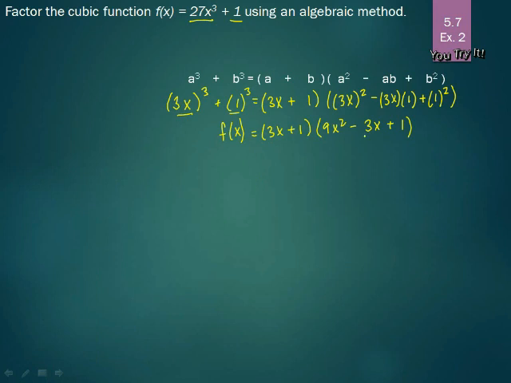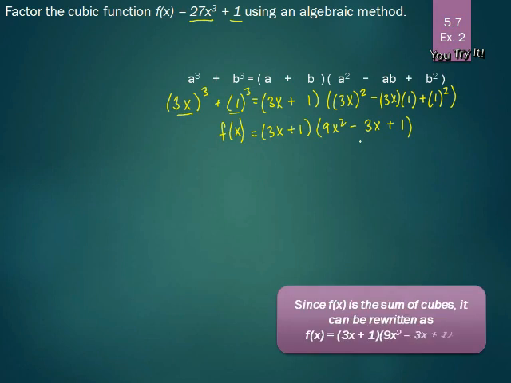And we have this all simplified now into the factors, and so we can summarize. Since f of x is the sum of cubes, it can be rewritten as f of x equals 3x plus 1 times 9x squared minus 3x plus 1.